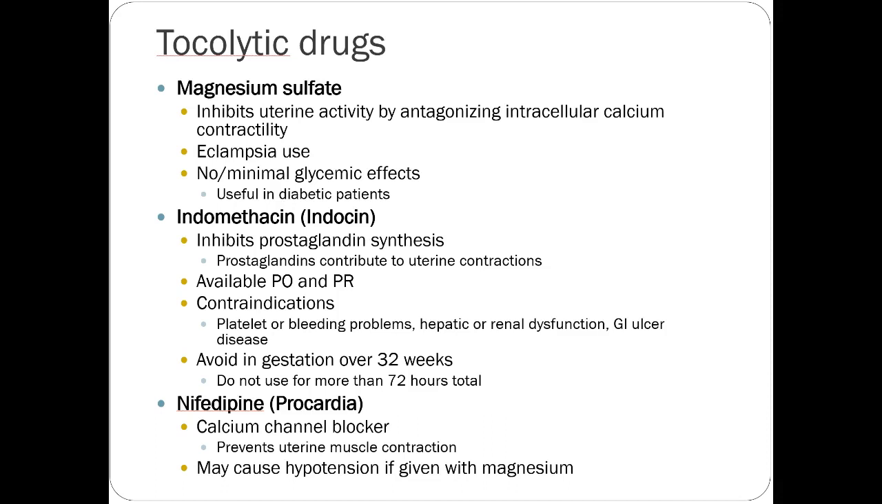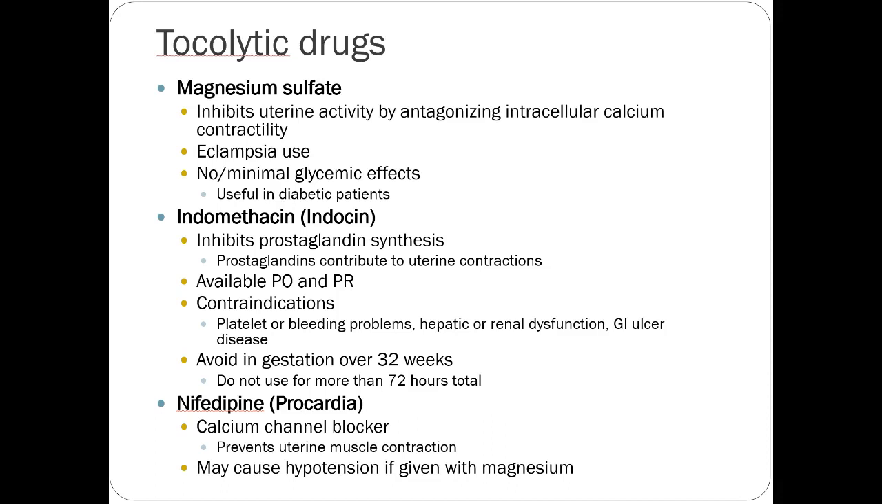Okay, indomethacin inhibits prostaglandin synthesis. So prostaglandins contribute to uterine contractions. Another mechanism, it's an NSAID. We've talked about indomethacin before. This is probably one of the only areas indomethacin is regularly used. It's also got some good evidence in gout. So if you think about indomethacin as a gout and tocolytic drug, then that's about all it ever gets used for.